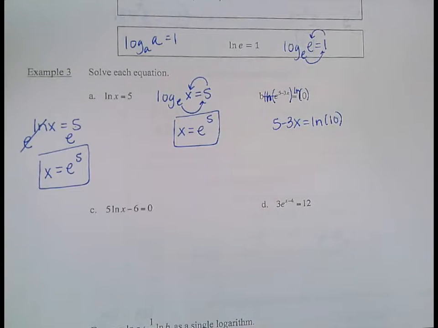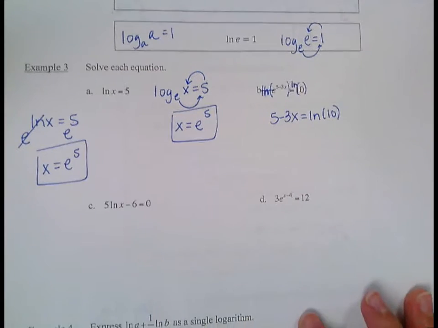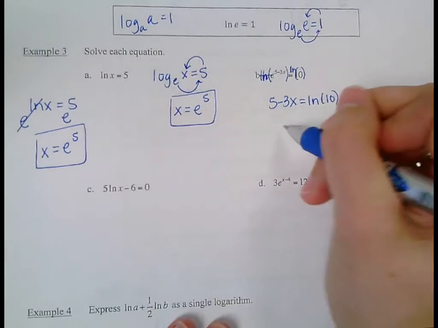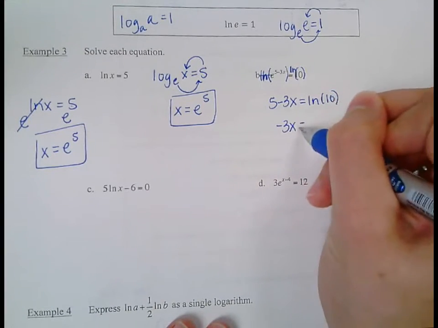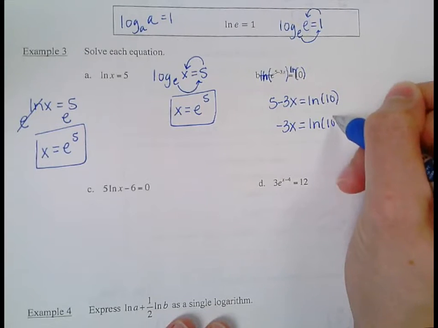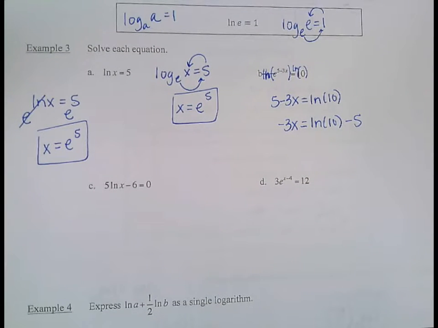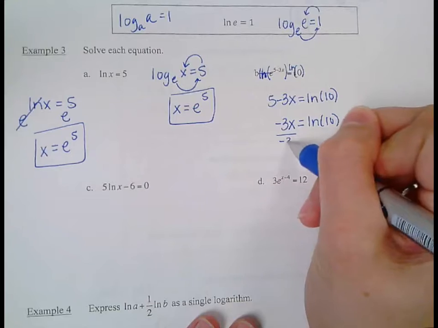Which I'll just leave as natural log of 10. Don't type it in your calculator and get the decimal approximation, just leave it. And now I can just solve for x. So I can subtract 5 from each side. So negative 3x equals natural log of 10 minus 5. And make sure the minus 5 is separate from the 10 that is inside of the natural log. And then divide everything by negative 3.